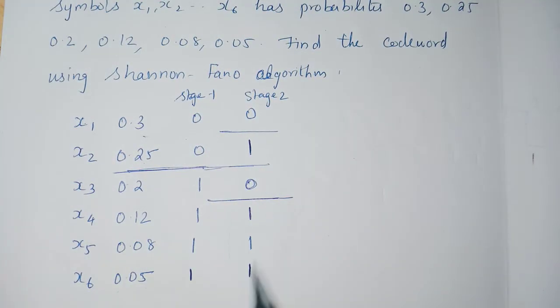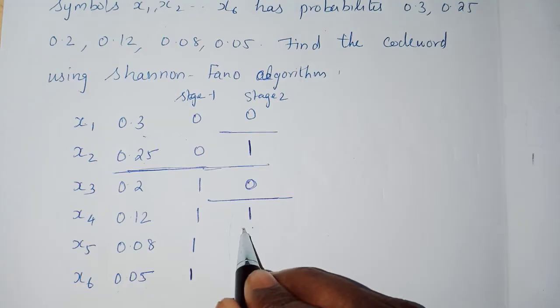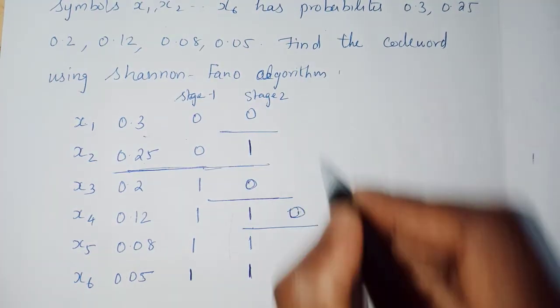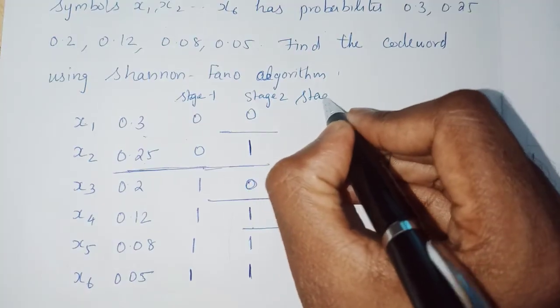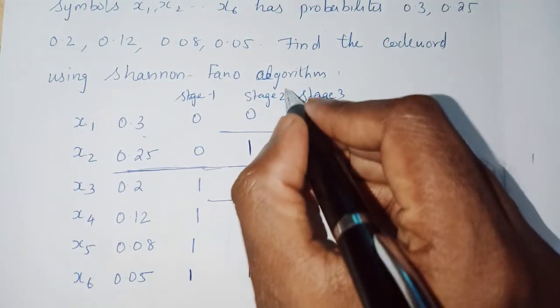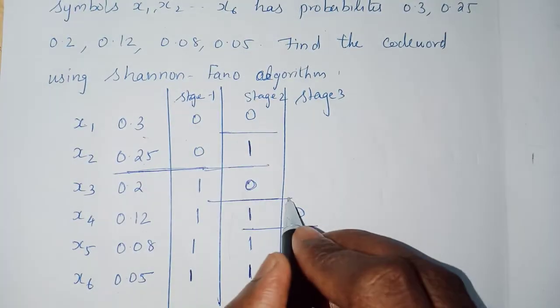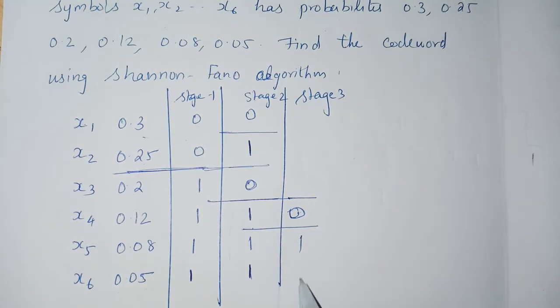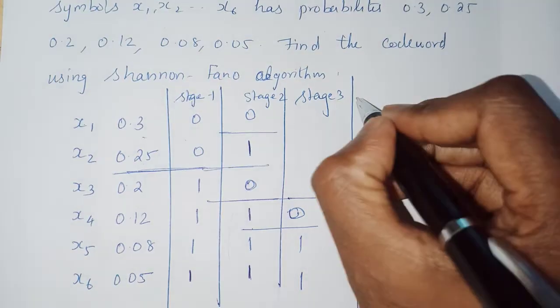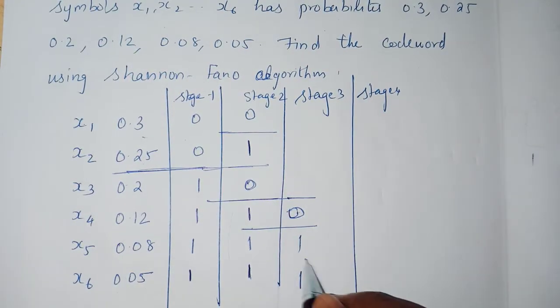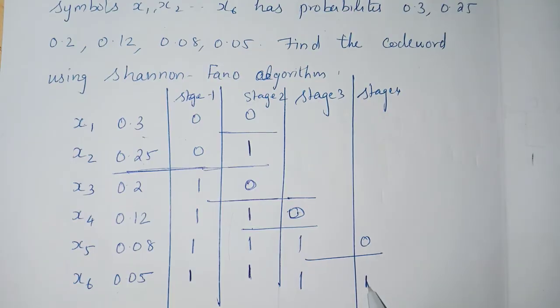Now we have 3 options here. Now where do I split? If I split here, again it is not equiprobable, so I need to do my next split here. This will become 0. This is my stage 3. This becomes 0 and the rest becomes 1. In stage 4, I have only 2 options. One is this becomes 0 and this becomes 1.